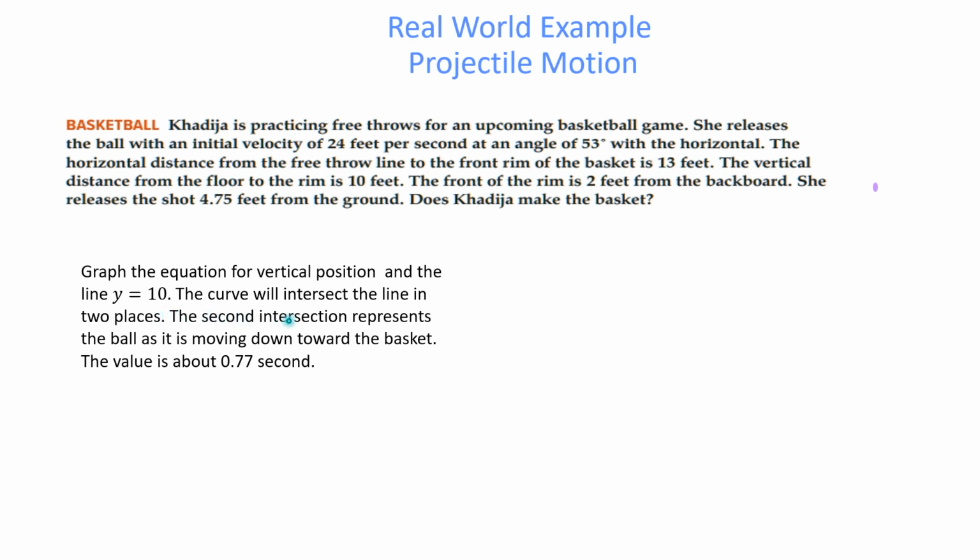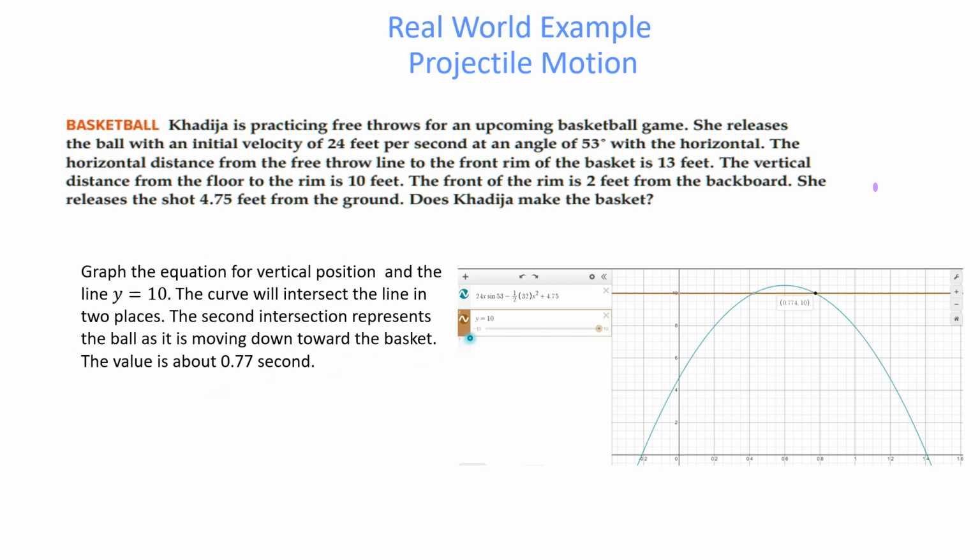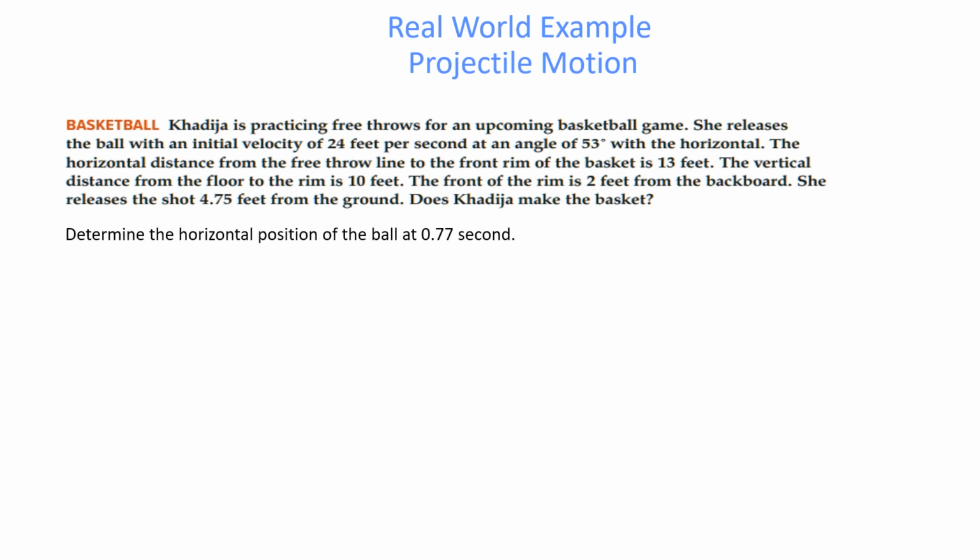The curve will intersect the line in two places. The second intersection represents the ball as it is moving down towards the basket. This is the second intersection point. So the ball is moving down to the basket from this point. The value is about 0.77 seconds. Determine the horizontal position of the ball at 0.77 seconds.